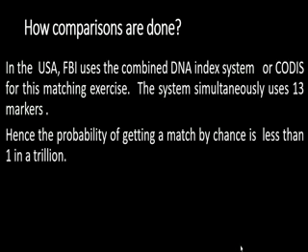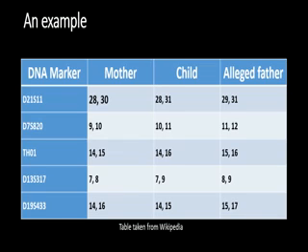Now we come to the actual comparison. In the USA, the FBI uses the Combined DNA Index System or CODIS. The system simultaneously uses 13 markers. Hence, the probability of getting a match by chance is less than 1 in a trillion. Finally, an example. Look at this table of STR profiles.